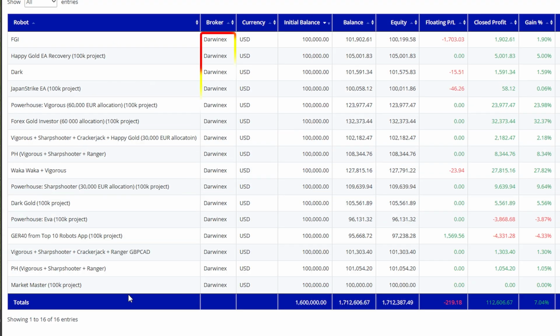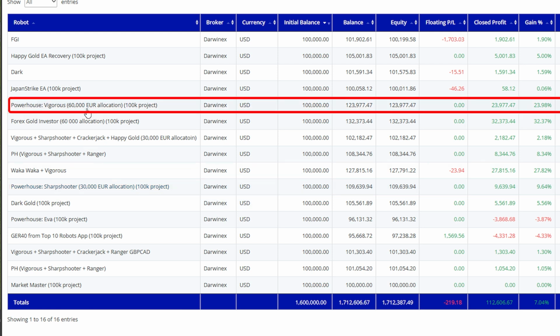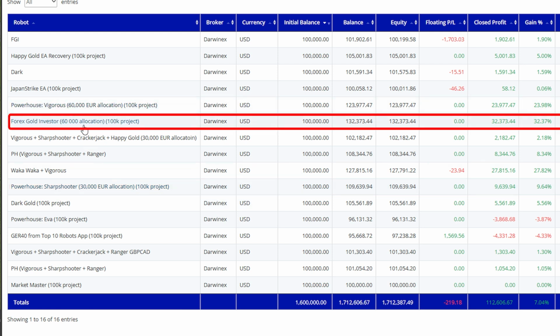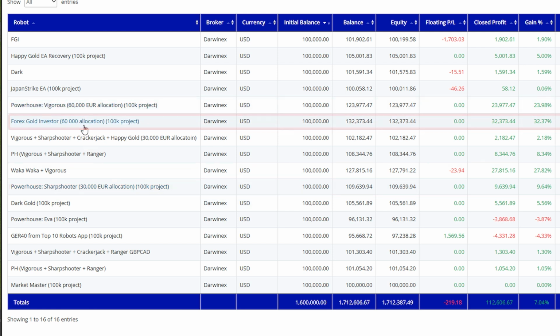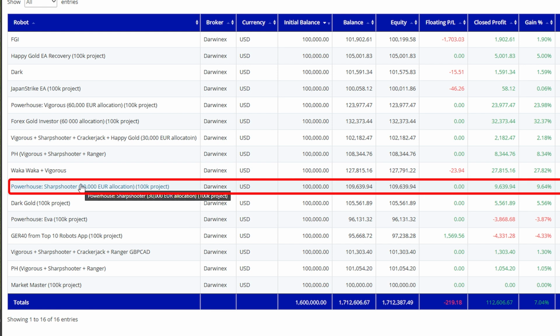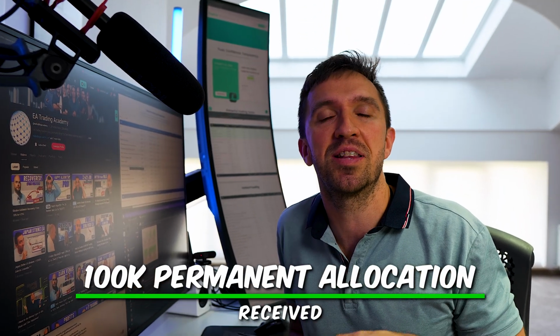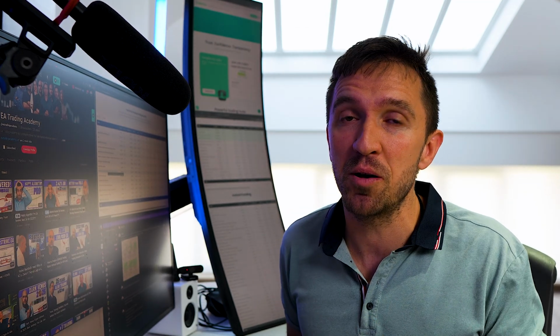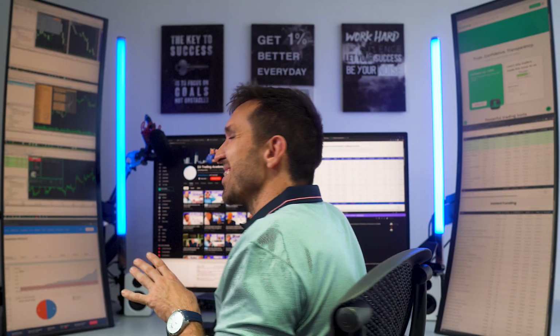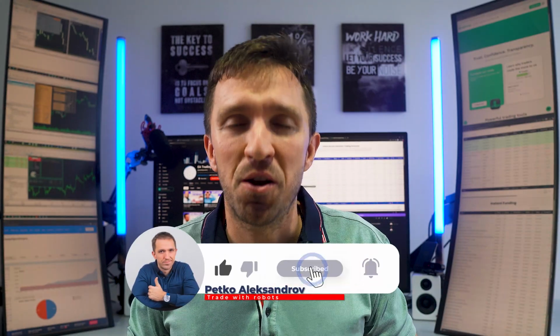And with the Darwin X we have a subscription based model, so here I have a very stable performance again from the Sharpshooter and the Vigorous Expert Advisor. The Forex Gold Investor also brought me allocation, but with the Sharpshooter I have received also a permanent allocation of $100,000, which I will talk about in more details in one of my next videos. So if you don't want to miss it, guys, you know what to do.